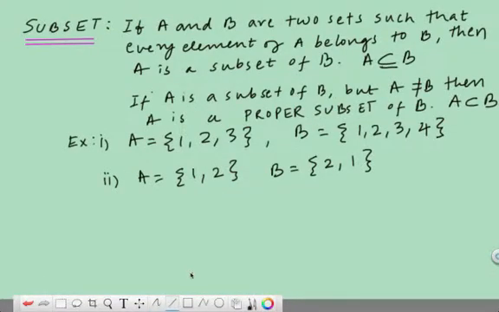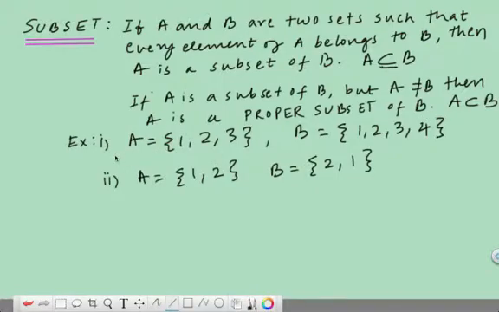Next we will learn about subsets. If A and B are two sets such that every element of A belongs to B, then A is a subset of B, and it is represented as A, this symbol here with an equal to, B. But if A is a subset of B and A is not equal to B, then A is called a proper subset of B, and it is represented as A subset B without the equal symbol.